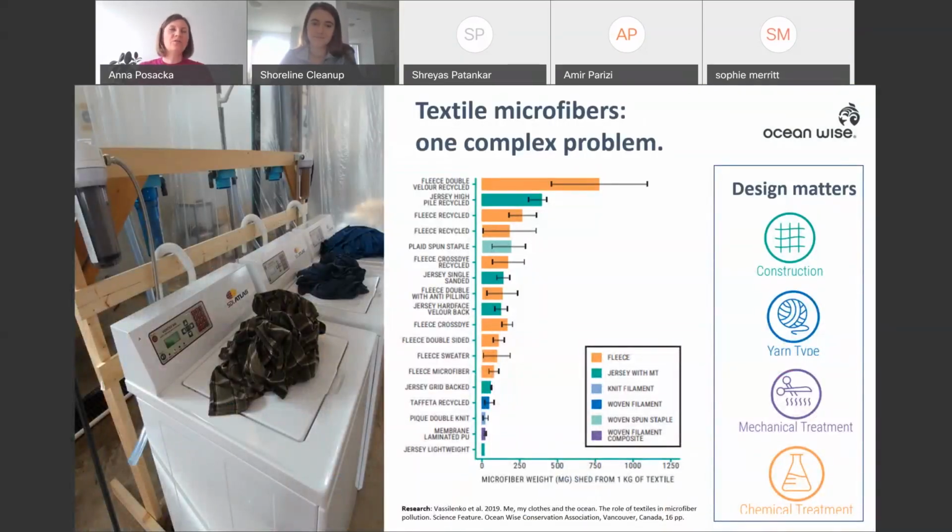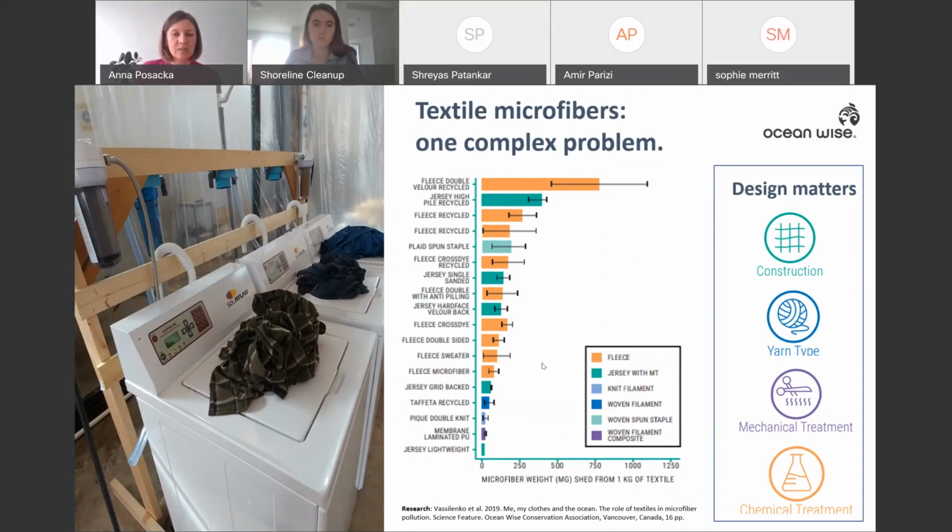So what have we learned so far? We've been working on this issue for the last 2.5 years, 3 years, and there's been loads of insight that we gain into the issue. One being that microfiber shedding is a very complex problem. Our textiles have a wide range of shedding under a typical domestic laundry condition.